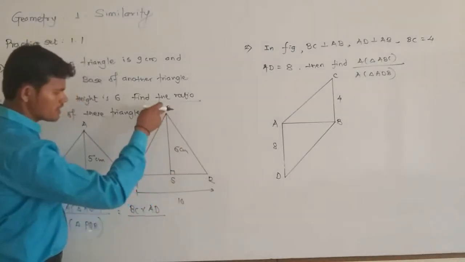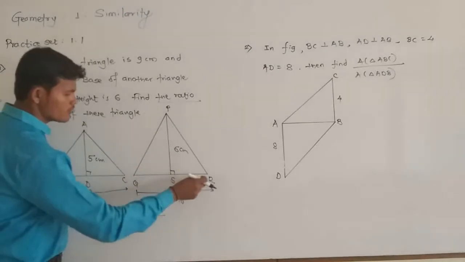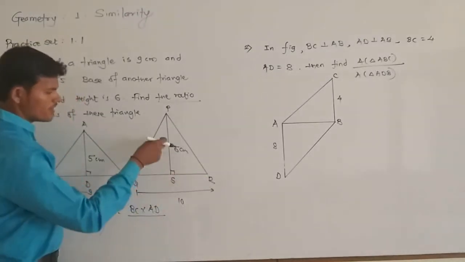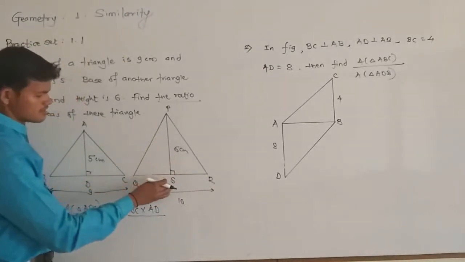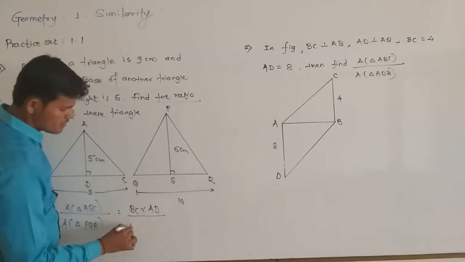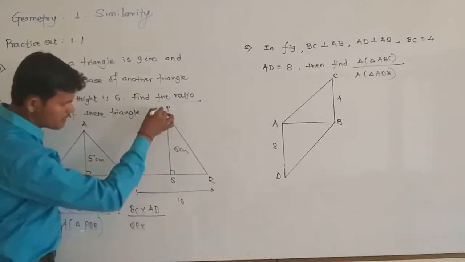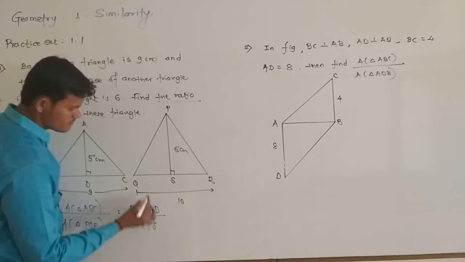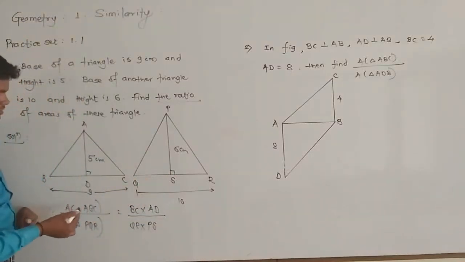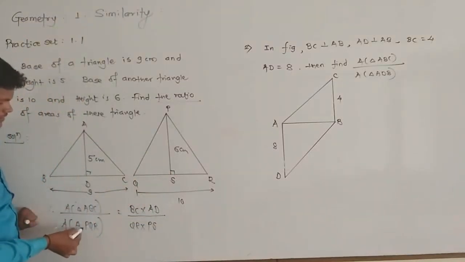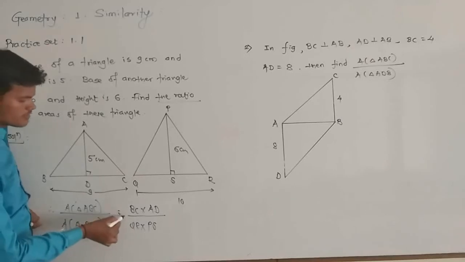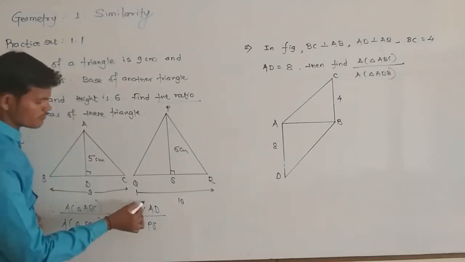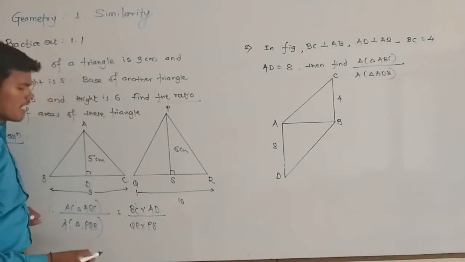QR. Why? Because segment PS is perpendicular to QR, and the line on which the perpendicular stands is our base, that is QR multiplied by PS. So the ratio of areas of triangle ABC to area of triangle PQR is equal to the ratio of the product of their bases and corresponding heights.